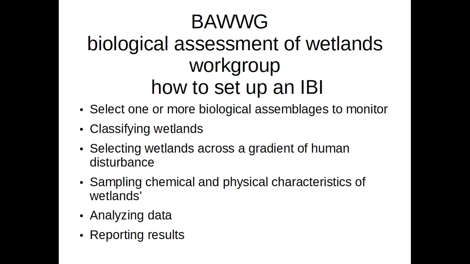The U.S. EPA formed the Biological Assessment of Wetlands Workshop Group, pronounced BOG, in 1997 to help state agencies develop and apply wetland bioassessments. Wetland bioassessments involve the following 6 general stages of development: selecting one or more biological assemblages to monitor, classifying wetlands, selecting wetlands across a gradient of human disturbance, sampling chemical and physical characteristics of wetlands, analyzing data, and reporting results.